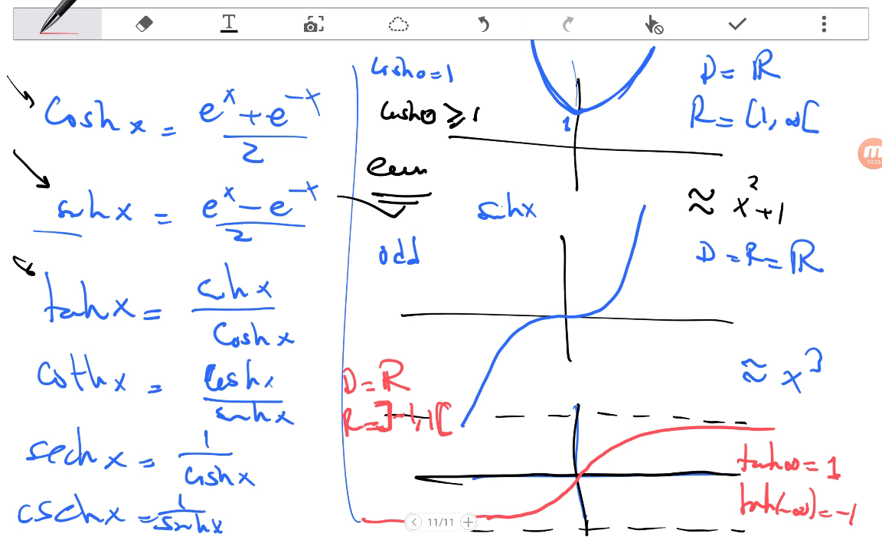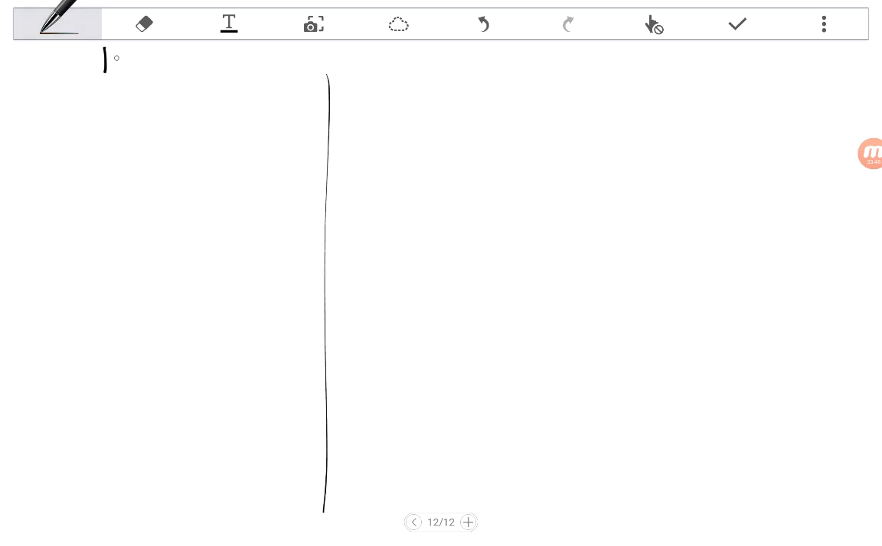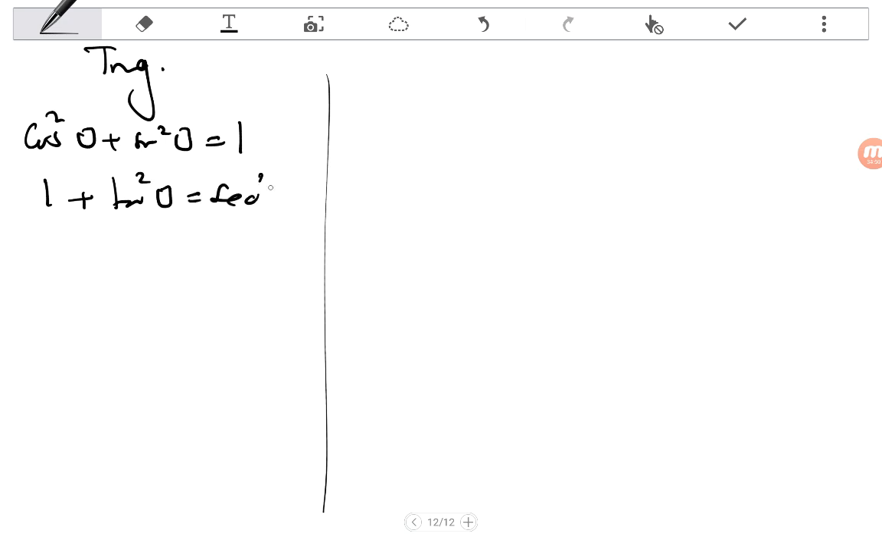Okay, why are they called cosh and sinh? Why haven't we just named them with some other name? Because they have relations very similar to, or many analogies with, the trigonometric identities. For example, we know that cosine squared plus sine squared is equal to 1. Also we have 1 plus tan squared is equal to sec squared. Also we have 1 plus cotan squared is equal to cosec squared.